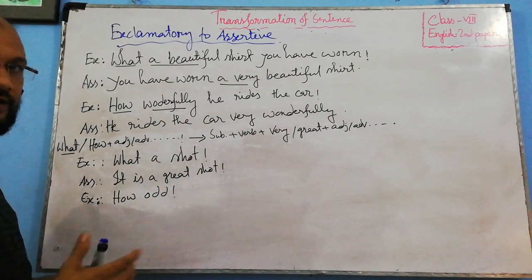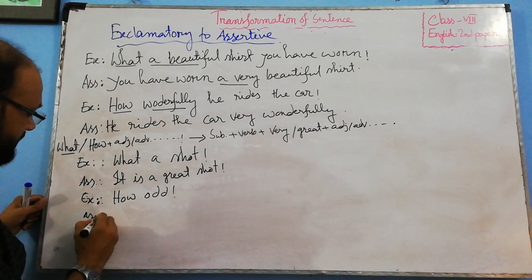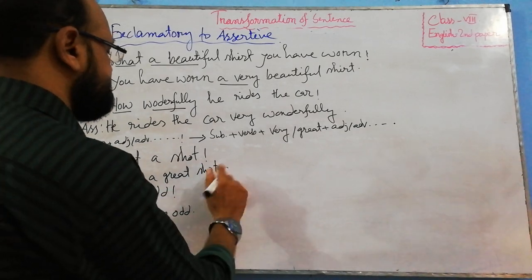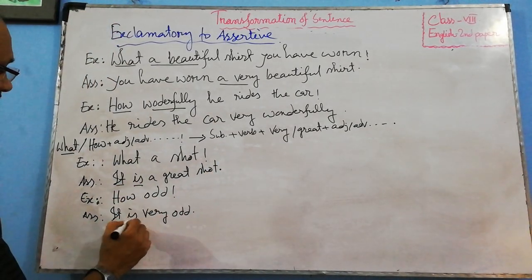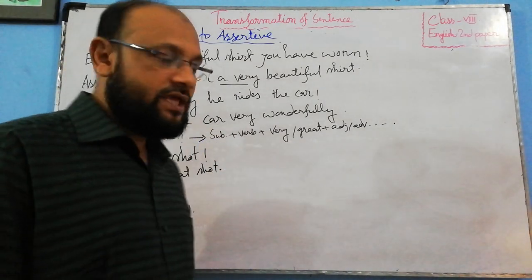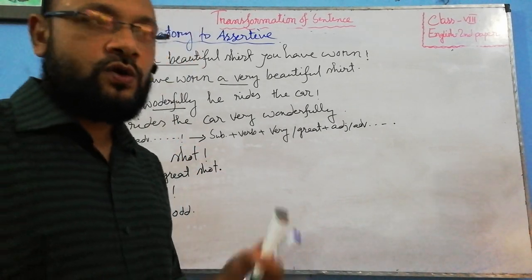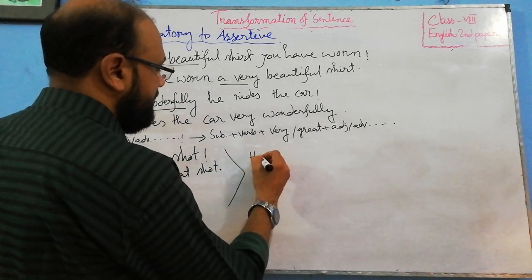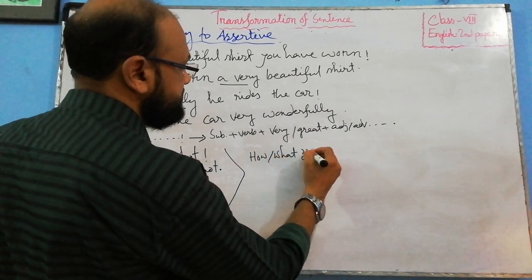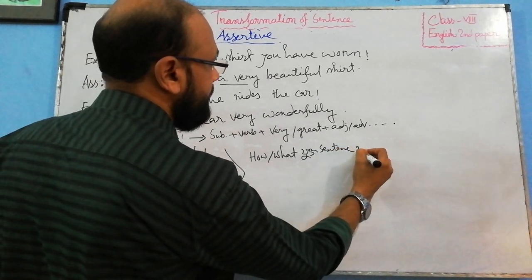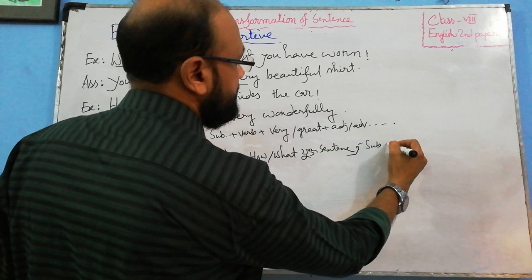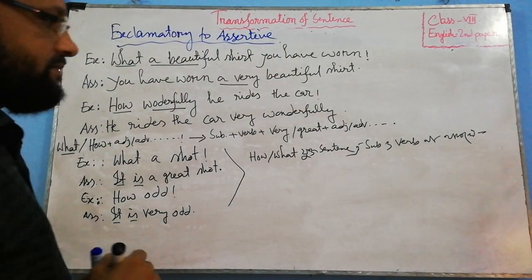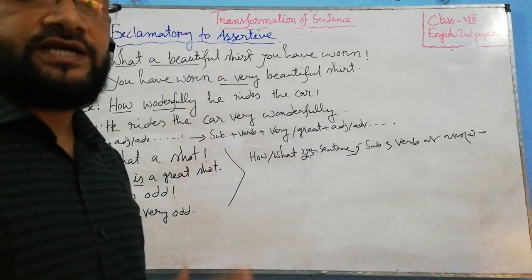হাউ অড ভেরি অফেন উই সে লাইক দ্যাট হাউ অড এটাকে আমরা কিভাবে অ্যাসার্টিভ করব ইট ইজ ভেরি অড ইন বোথ কেসেস ইউ ক্যান সি ইউজ ইট অ্যান্ড ইজ হোয়াই বিকজ দেয়ার ইজ নো সাবজেক্ট অ্যান্ড দেয়ার ইজ নো ভার্ব. If there is no subject and verb in an exclamatory sentence, we will use it as the subject and is as the verb. Jodi kono sentence e erokom how or what jukto sentence subject or verb na thakle amra ki korbo. I'm using some Bengali words to make it easy understanding to you.